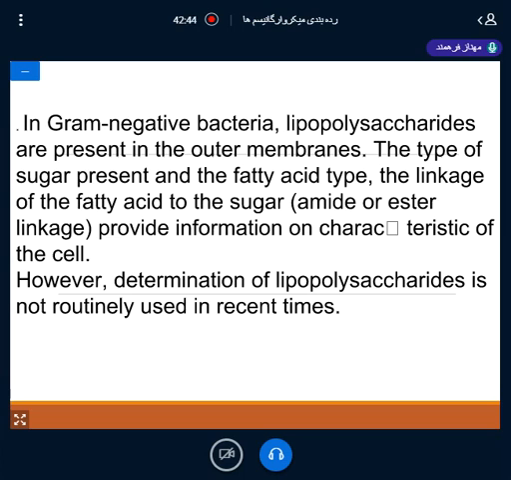So in gram-negative bacteria, we have lipopolysaccharides, which are very special for these cells. And the type of sugar and fatty acid is a little different. So when we investigate the lipopolysaccharides and fatty acids in gram-negative bacteria, we can distinguish them and we can characterize them. Determination of lipopolysaccharides is not routinely used in recent times, but this was used in the past.